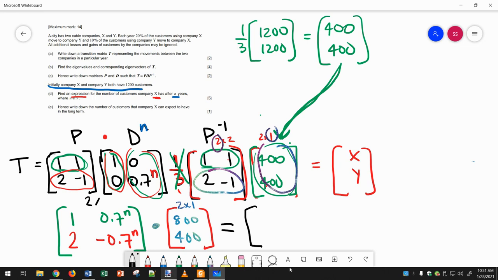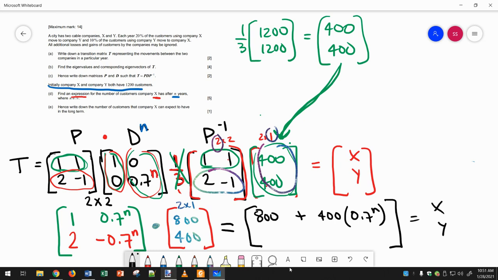And so again, it's nice to keep in mind what our answer should be. This is a 2 by 2 matrix times a 2 by 1, which means we should get a 2 by 1. We're just looking for an answer here and here. So we do 1 times 800 plus 0.7 to the n times 400. And now we can't really simplify this because of that power of n. We just need to write everything down. 1 times 800 plus 0.7 to the n times 400. So I'm going to write the 400 in the front times 0.7 to the n, like that. That's the expression for x.